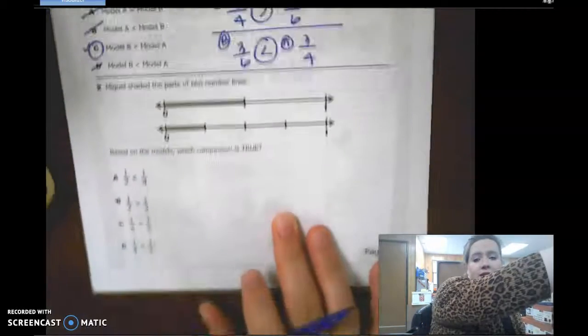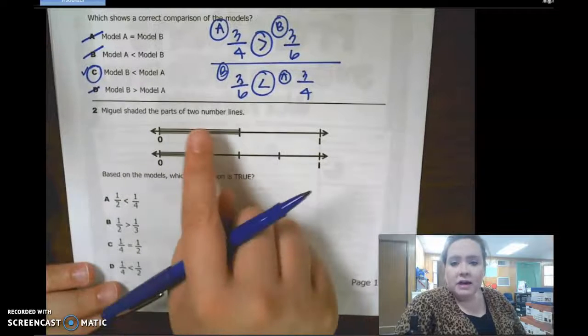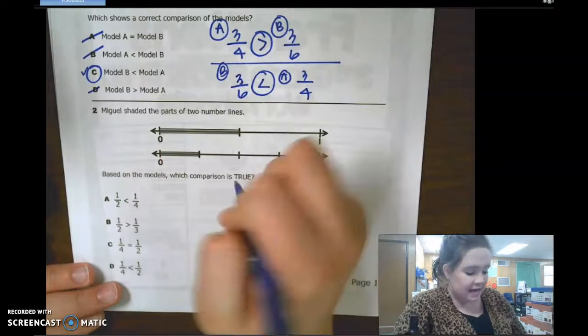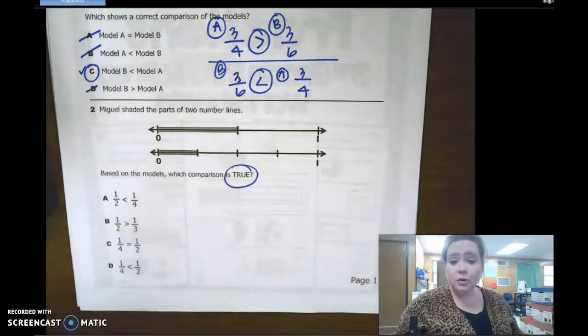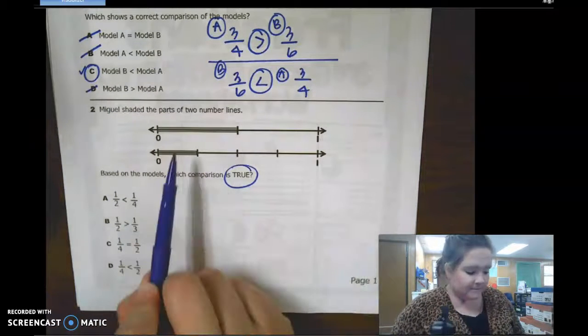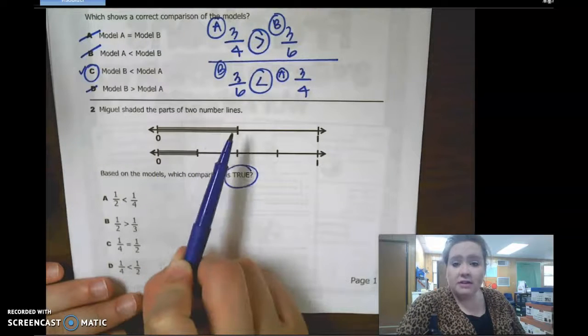All right, let's look at this next one. This next one gives us a number line, okay? Miguel shaded the parts of 2 number lines. Based on the models, which comparison is true? So we're looking for the one that is a yes, okay? What fraction is being represented right here in this model?